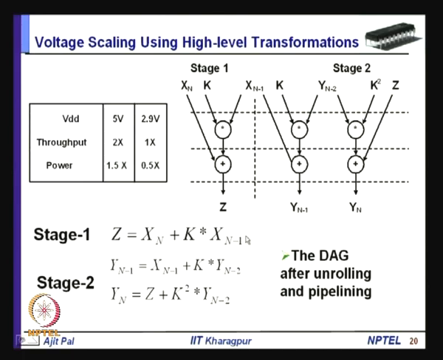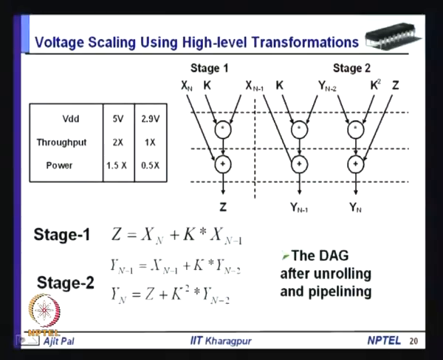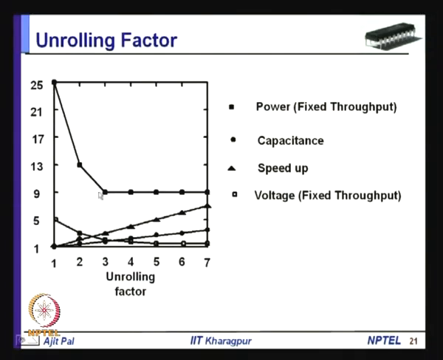So, you can see we can do high level transformation, and also you can make use of pipelining to reduce power dissipation. Now, the question arises, how many stages you will use in this pipeline. So, here is the curve for different situations. As you can see, the unrolling factor can be increased. We have considered where the IIR filter operation has been unrolled by 2 times. You can unroll it by 3 times, 4 times, 5 times and so on.